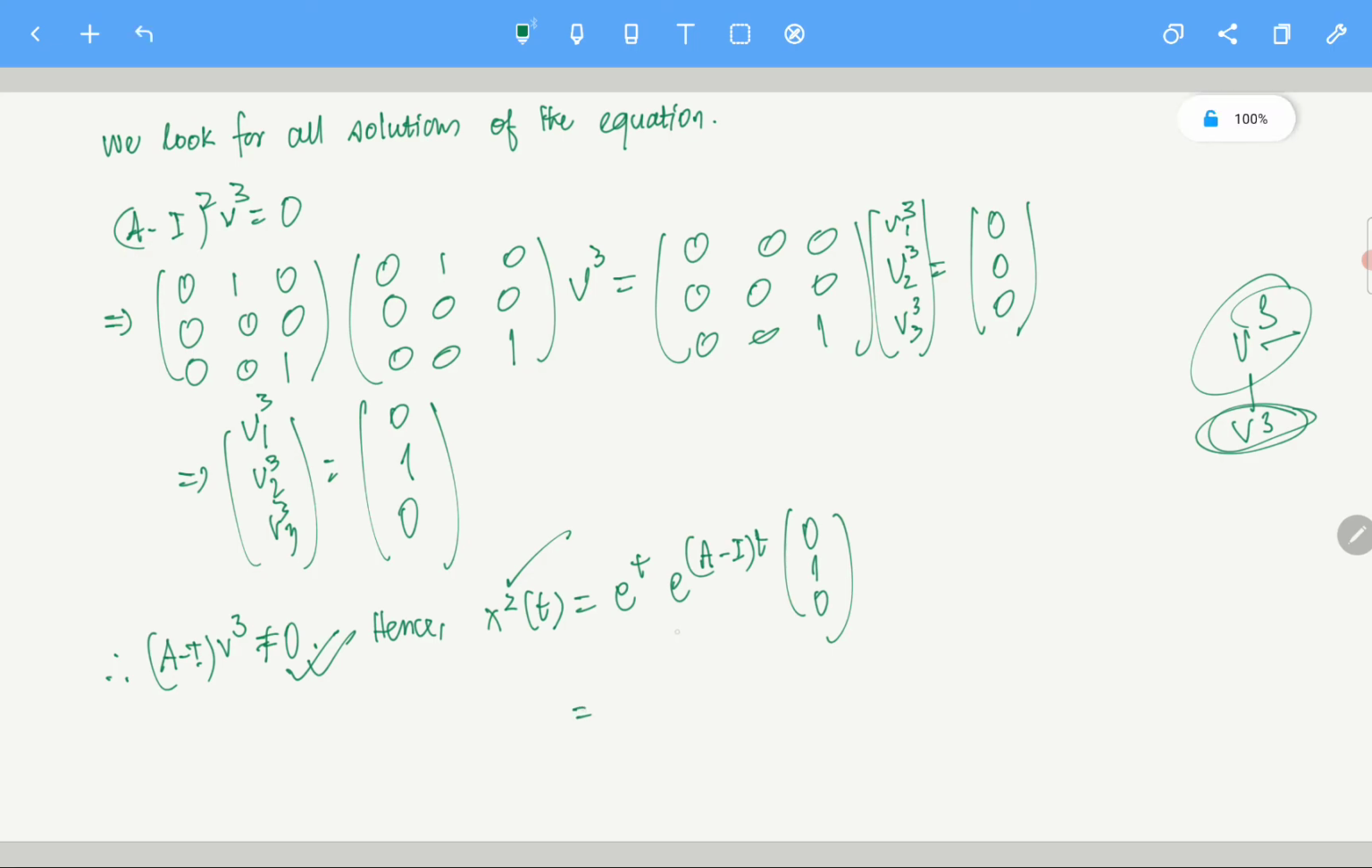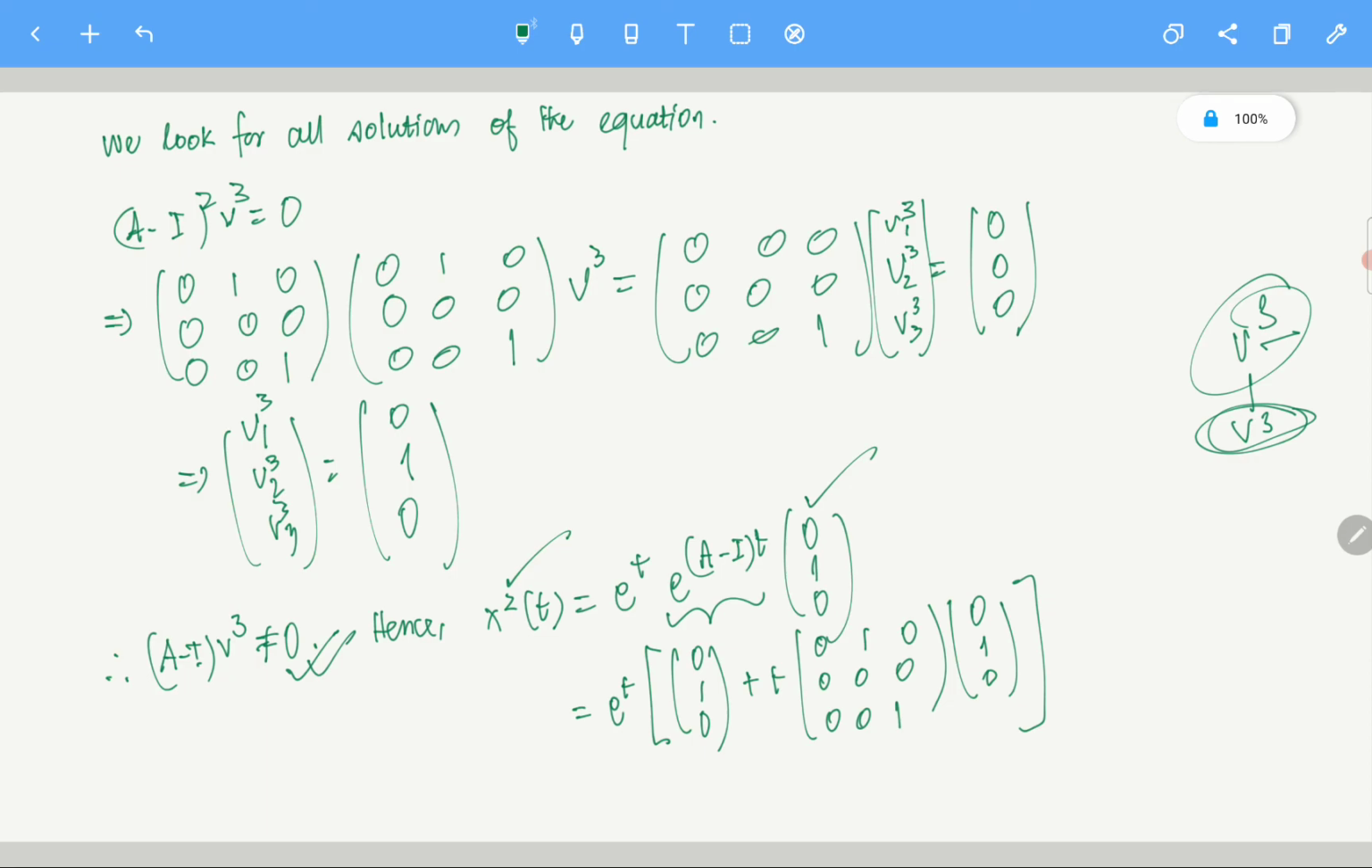Now if you write it down, there is nothing special about it. You can just write it down. Here calculating this is very easy. Why is it very easy? Because we already know that (A minus lambda I) squared times 0 1 0 is going to be 0, right? So you can just write it out. It is e power t, it is 0 1 0 plus t times the matrix 0 1 0; 0 0 0; 0 0 1... the matrix A minus identity times 0 1 0.